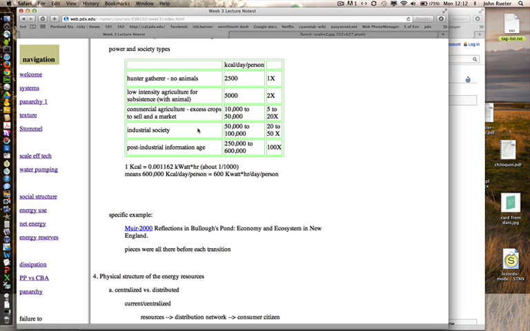Then we move to an industrial society, a big jump in the amount of energy that's used, and that's because the modern industrial society uses a lot of energy for all sorts of manufacturing, transportation, generation of electricity.